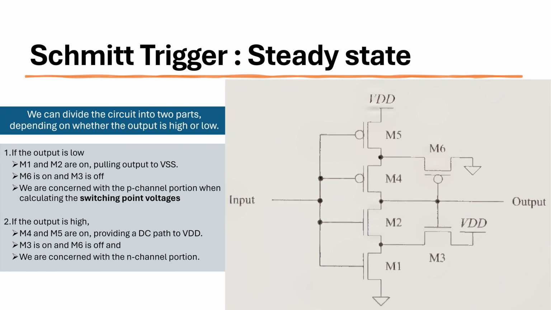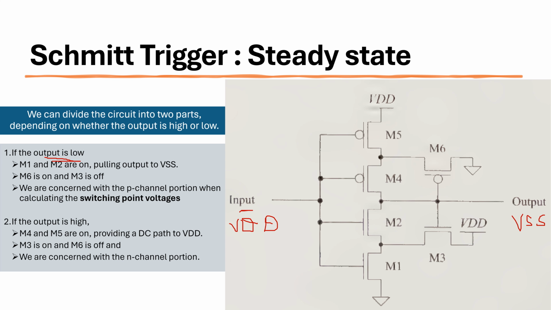Let's understand this Schmitt trigger at steady state. We can classify it into two cases: when the output is high and steady, and when the output is low and steady, the logic high and logic low levels. Let's start with the first case. The output is low, and naturally the input has to be at VDD because this is inverting. This is basically an inverter, a somewhat modified one.